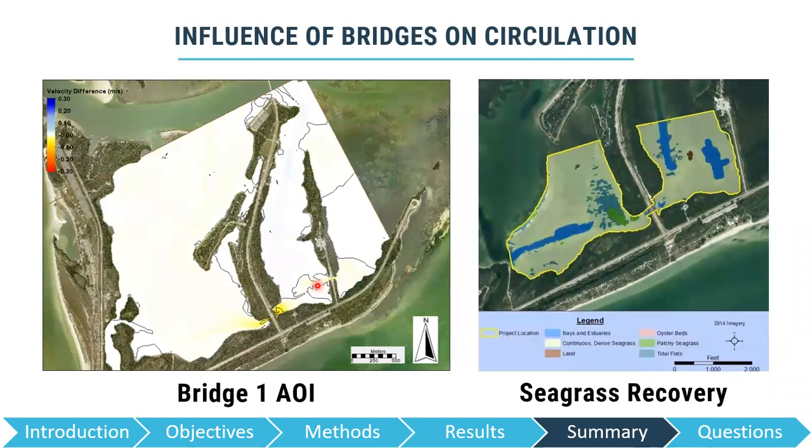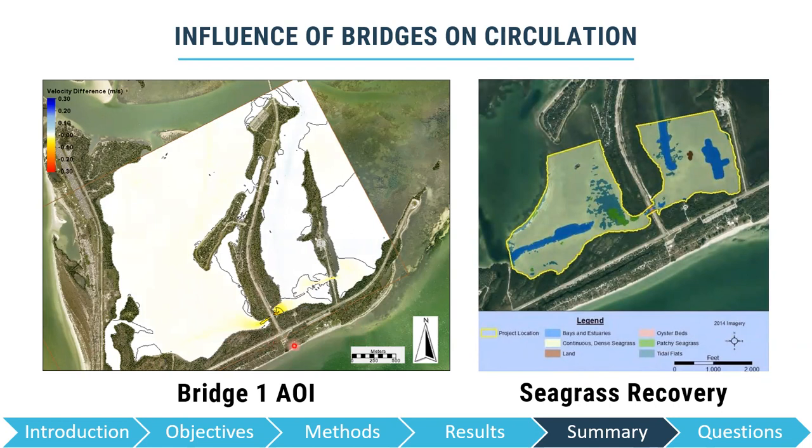All right, one last thing to note on the bridges. Another thing the model allows us to do is visualize the area of influence for the bridge openings. And that's what's shown in this image here on the left. So this yellow coloration down here is basically showing the area of influence for bridge 1.